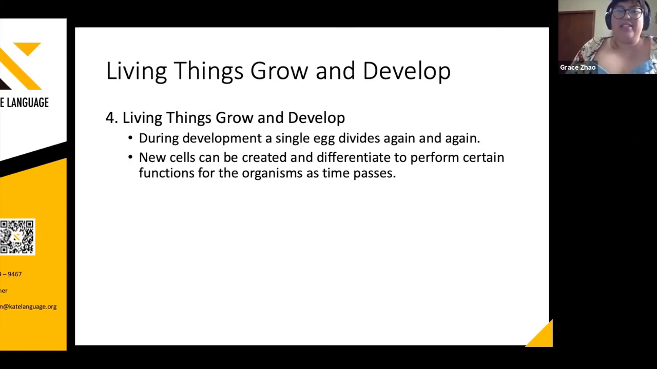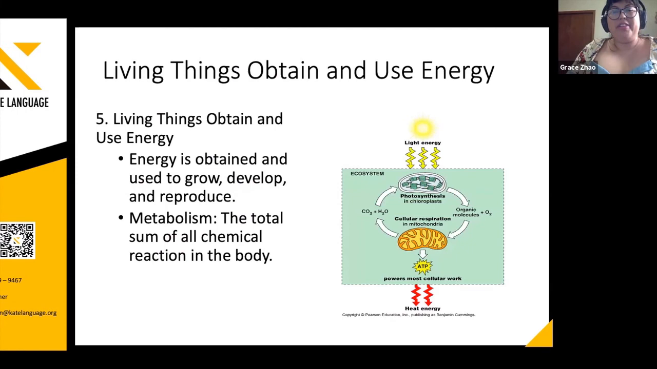And I'll go into detail later as far as which cells live the shortest and which cells live the longest. Number 5, all living things obtain and use energy. So right now I'm drinking this warm cup of coffee because I need to wake up. But for the most part, every living thing needs to obtain and use energy. For us, that's eating. For plants, that's absorbing energy from the sun in order to grow. So energy can be used to grow, develop, or reproduce, depending.